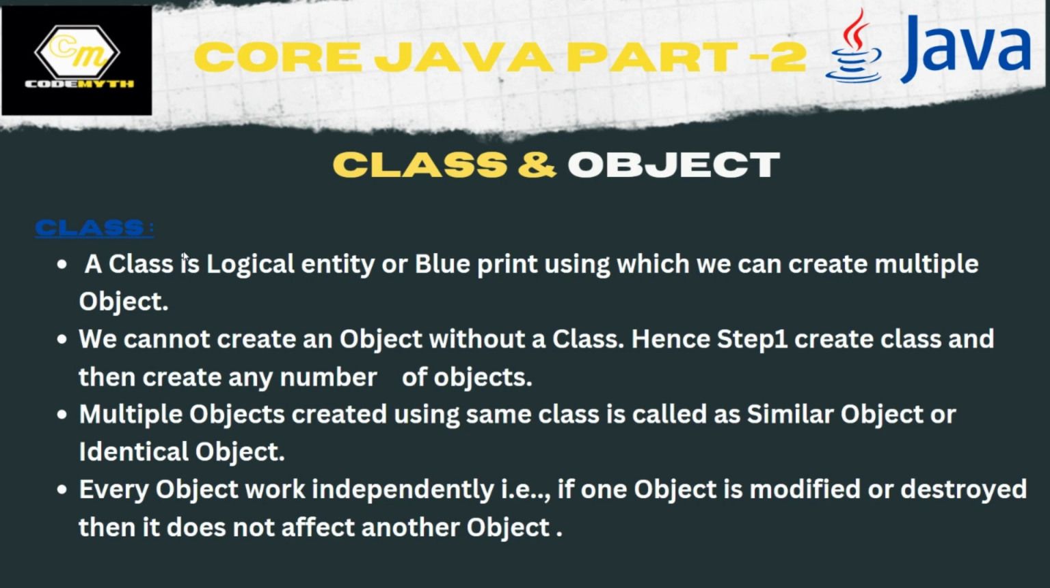What is a class? A class is a logical entity or blueprint using which we can create multiple objects. We cannot create any object without a class. First, we need to create a class and then we can create any number of objects by using that class. Multiple objects created using the same class are called similar or identical objects. Every object works independently, which means if one object is modified or destroyed, it does not affect another object.